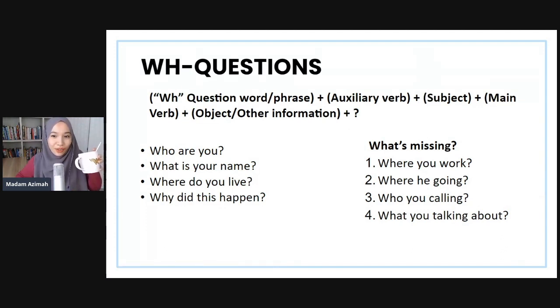That's right, auxiliary verbs are missing. Where do you work? Where is he going? Who are you calling? Who or what are you talking about? Now, I know that some of us want to forget all about auxiliary verbs because we want to do it fast, right? Especially when we type on WhatsApp and all of that, we miss out the auxiliary verb. But this is not correct, especially if you are writing an email, in a formal situation. So don't do that, okay?